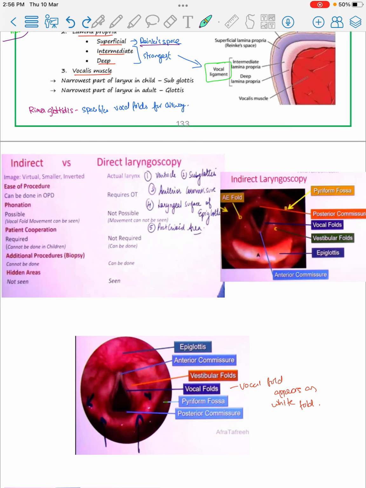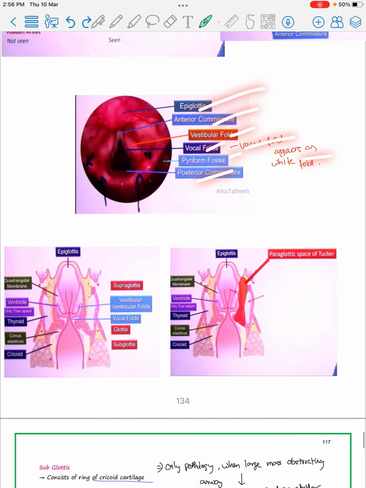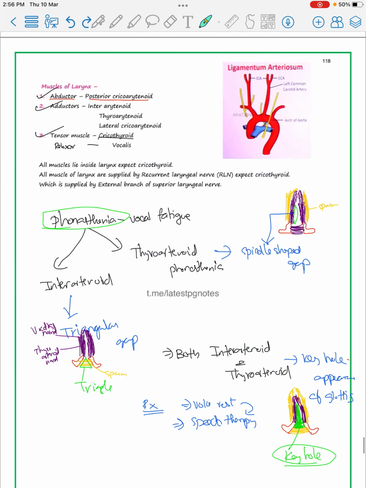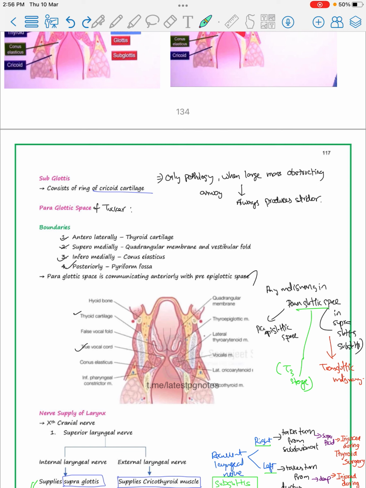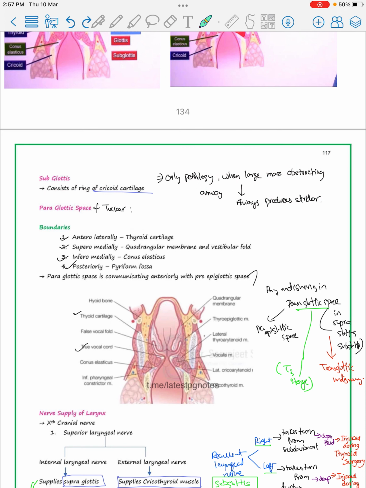Then this is the piriform fossa between the aryepiglottic fold and the thyroid. Then this is also the same: epiglottis, anterior commissure, vestibular fold, vocal fold, piriform fossa, posterior commissure. Then we can touch the voice quickly. Subglottis contains the ring of cricoid cartilage. It is only a pathology when there is a large mass obstructing the airway. It produces stridor.